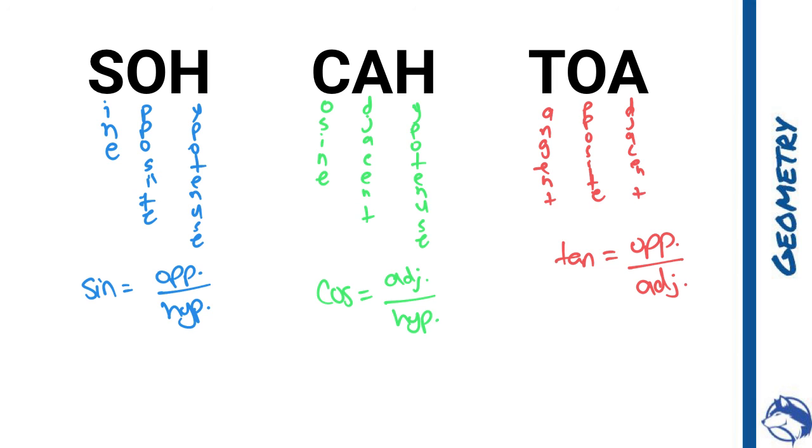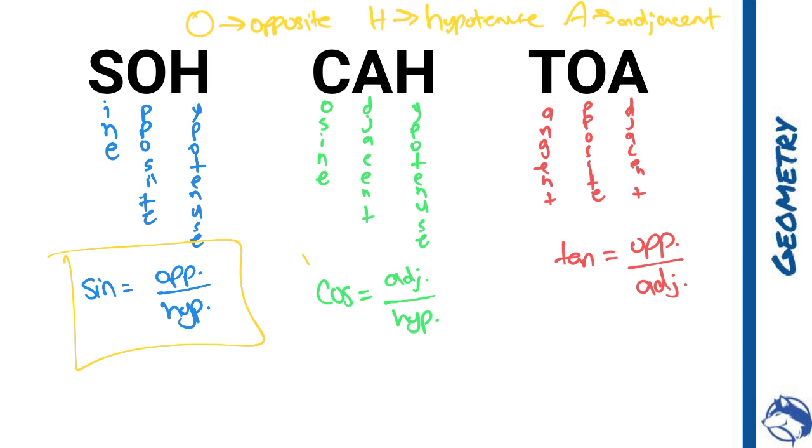And this is a great way to remember this because anytime you see an O, it means that it's opposite. Anytime you see an H, it means that it's the hypotenuse. Anytime you see an A, you know that it's the adjacent side. I would strongly recommend memorizing these functions here, the sine, the cosine, the tangent, and one way to help you memorize that is using SOHCAHTOA.